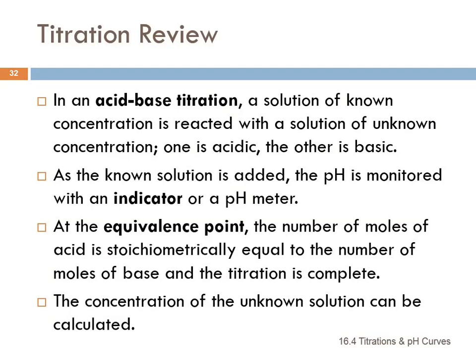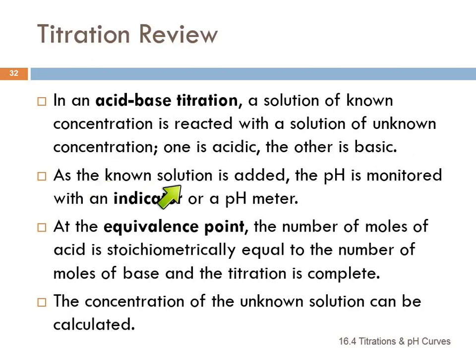Titrations and pH curves. Okay, so we've learned about titrations in the previous class in Chem 1A. So it's just a quick review here. Acid-base titration, we're taking a solution of known concentration, reacting it with a solution of an unknown concentration. Because it's an acid-base titration, one of those solutions is acidic, the other is basic. The known solution could be either the acid or the base, it doesn't matter.